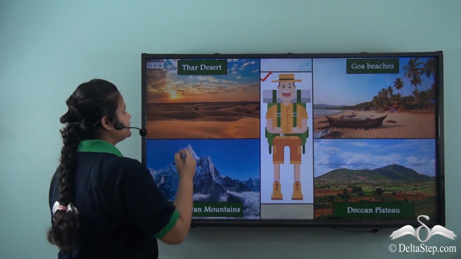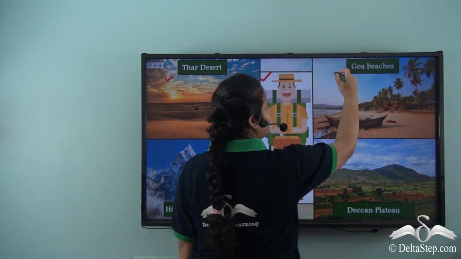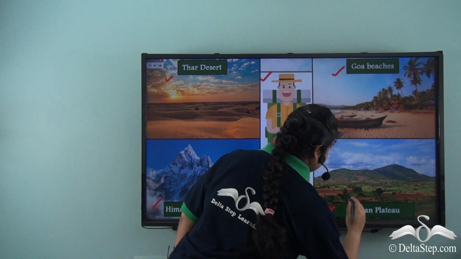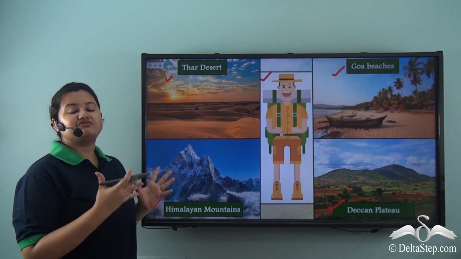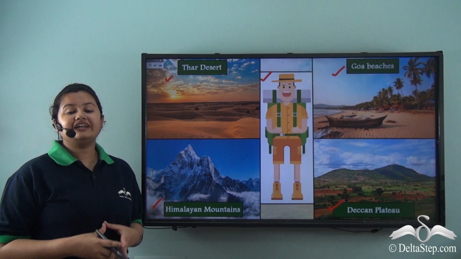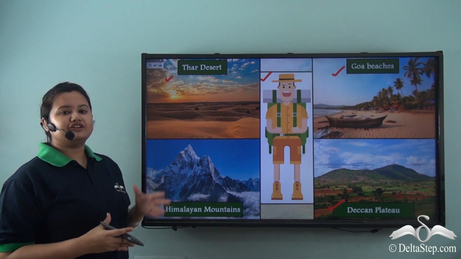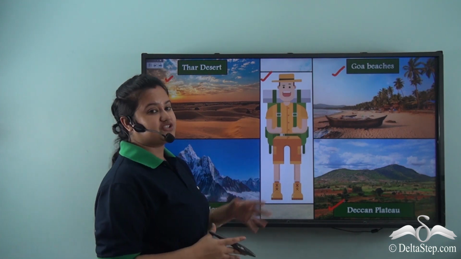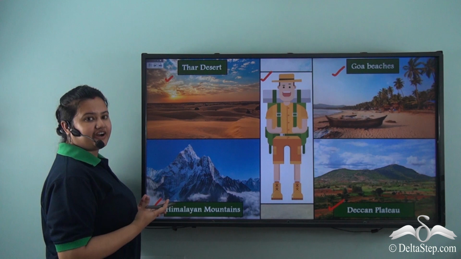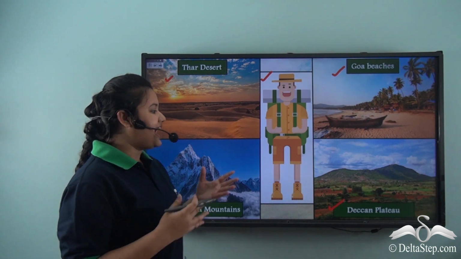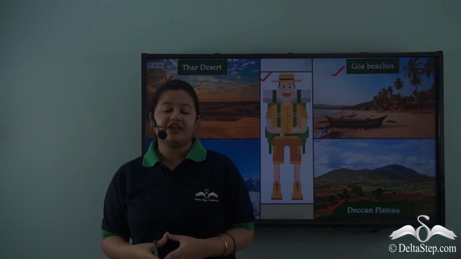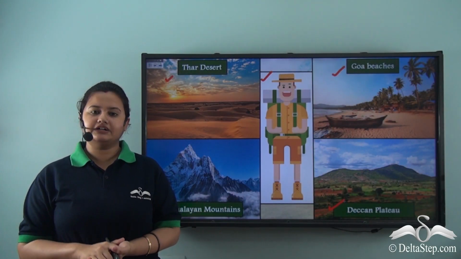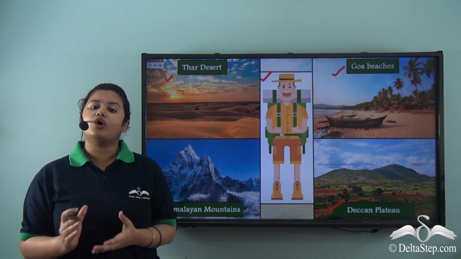See, here we have pictures of Thar Desert, Goa beaches, Himalayan mountains, and Deccan Plateau. So now in these 4 images we can see different landscapes. See, here in the first picture we can see a vast endless desert. In this picture we can see beaches. Here we find tall snow-capped mountains, and here we have a plateau. So these different structures represent different landforms of the earth. So now let us study what is a landform.